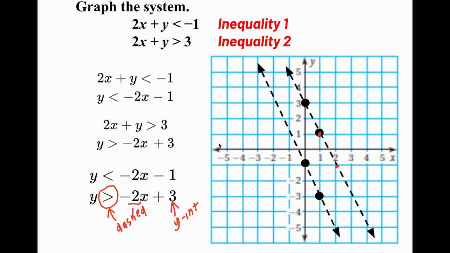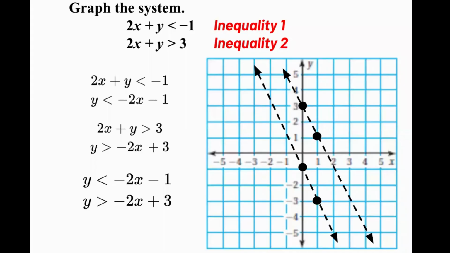Now notice that our lines are actually parallel. And remember that whenever you have a system where you have 2 parallel lines, there is no solution. The way that you represent that a system of linear inequalities has no solution is by shading in your graph.